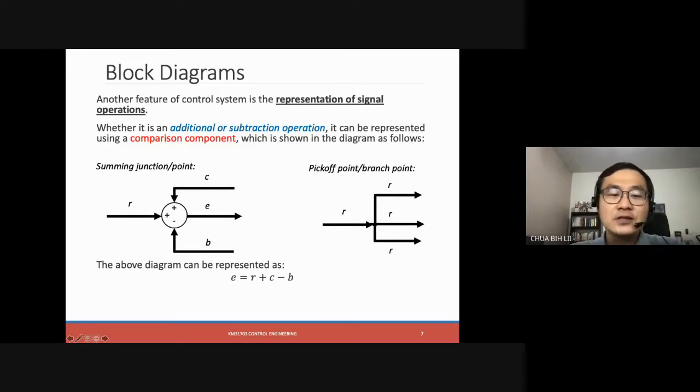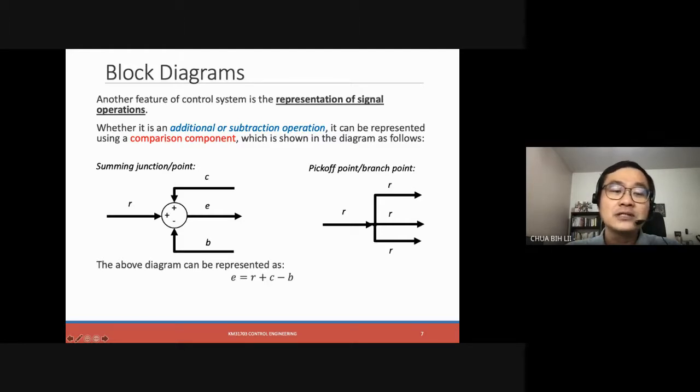Okay, if it is plus, meaning at this point whatever comes in from C you will add into it. Whatever comes from B you will minus it. Whatever comes from R you will plus it. And where is the out?